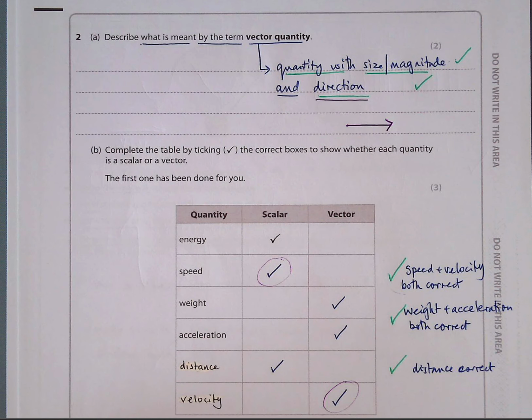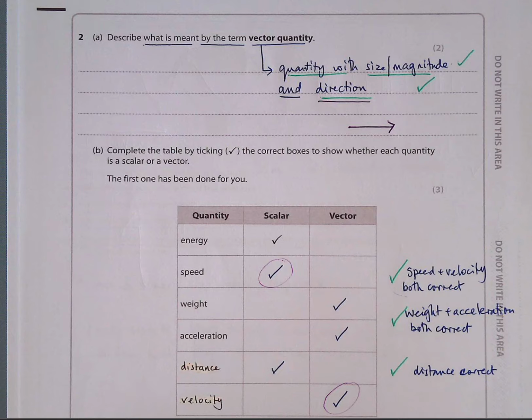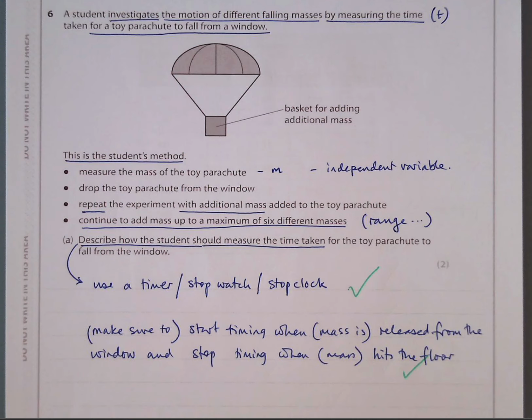So that's 5 marks on that. If you get all of them right, you get 3 marks. If you got only 1 or 2 right, you get 1 mark. If you got only 1 or 2 wrong, you might get 2 marks. Okay. So that was question 2.